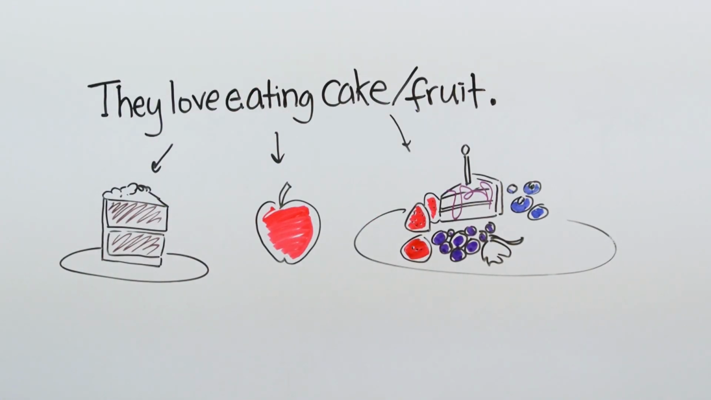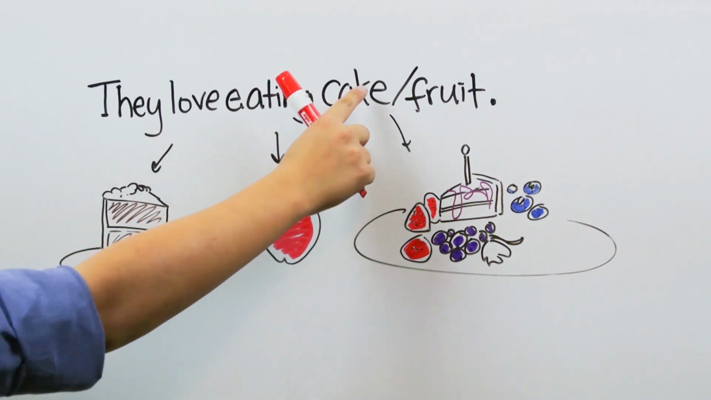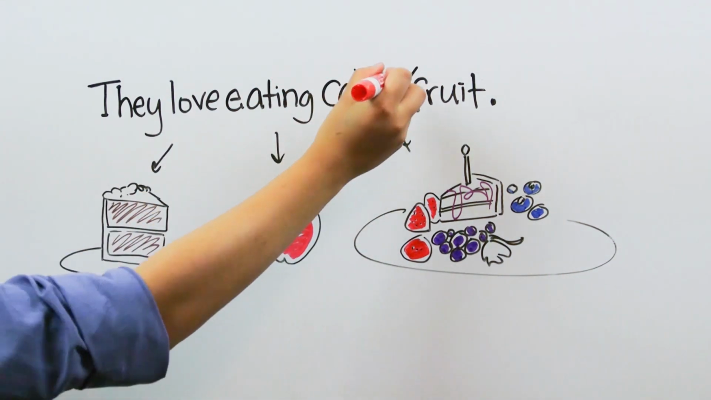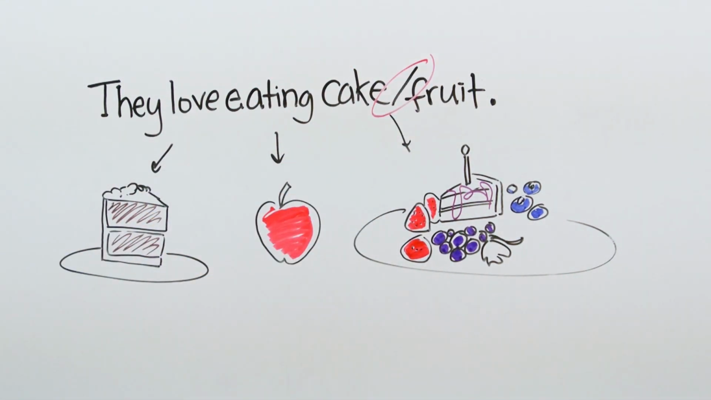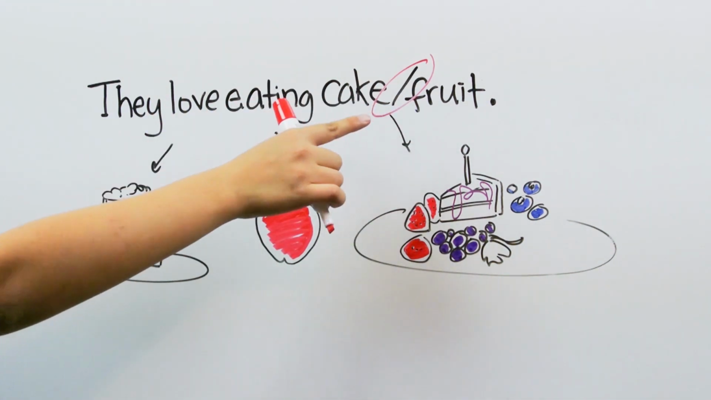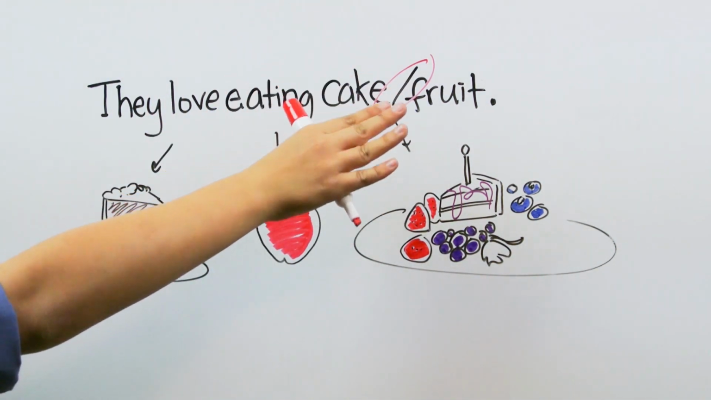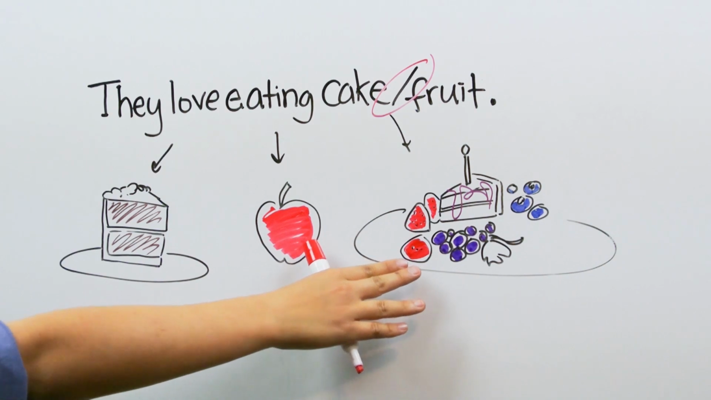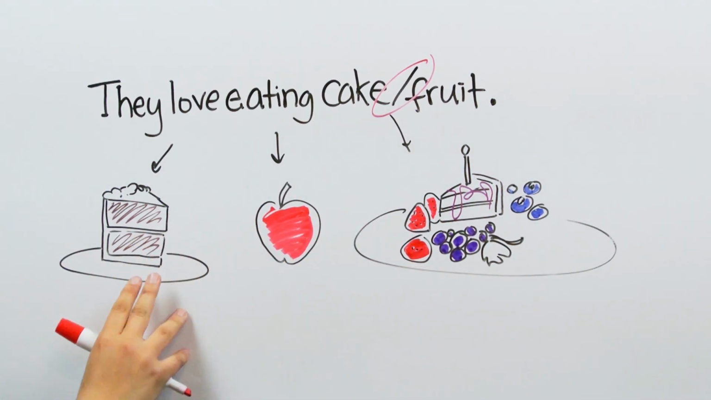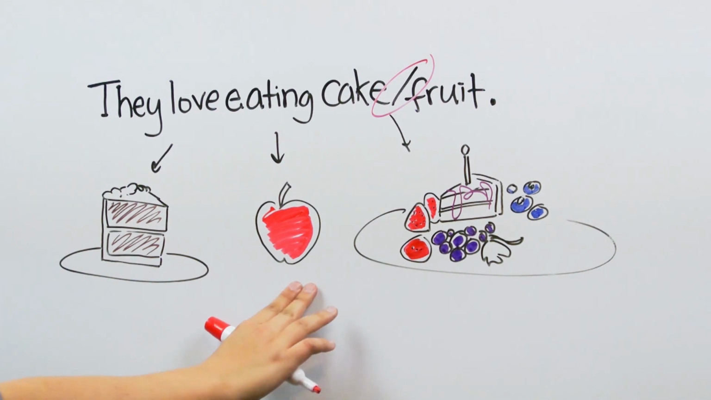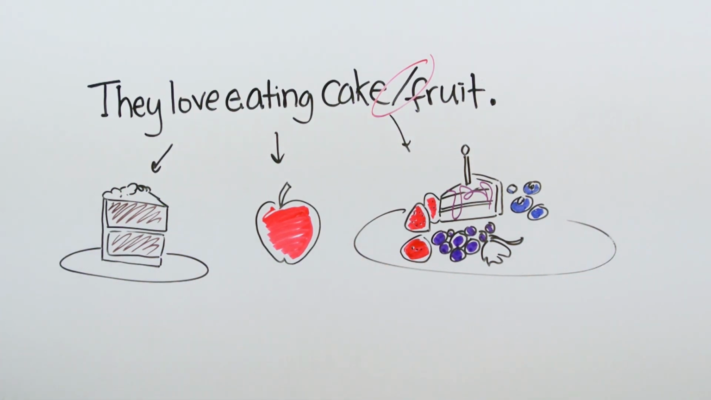Let's look at one more. They love eating cake/fruit. Here, the slash means and or. They love to eat cake and fruit. Or perhaps they like to eat either cake or fruit, but not both. Cake or fruit, or cake and fruit.